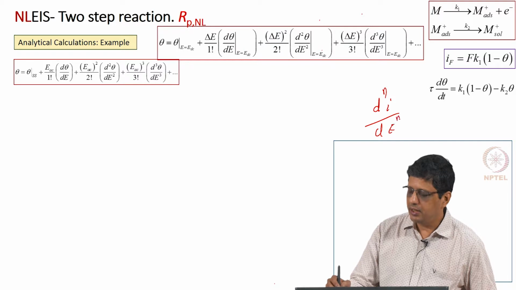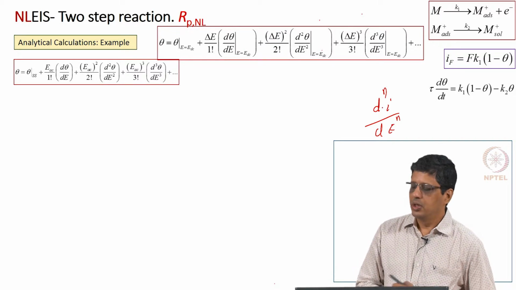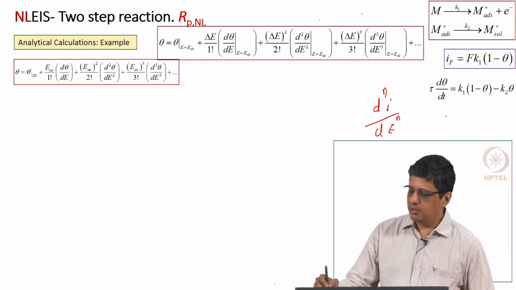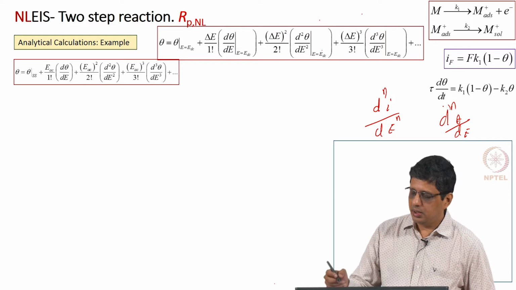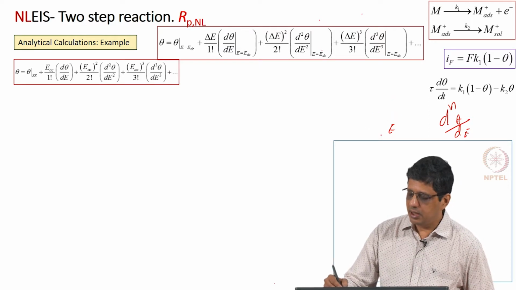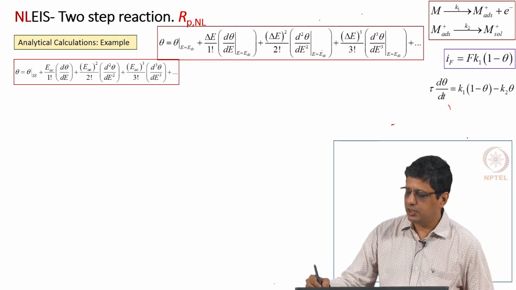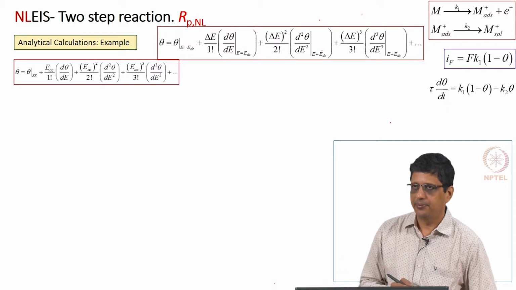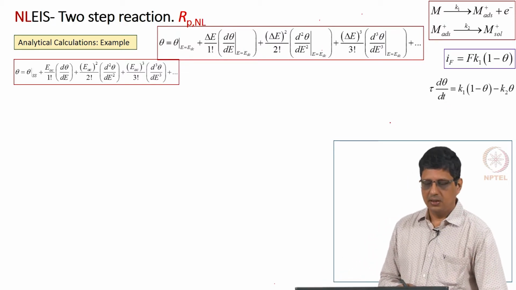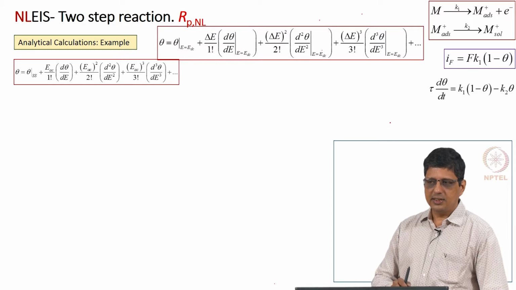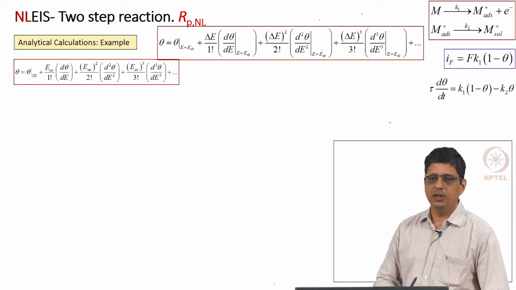the nth derivative of current with respect to potential. In order to calculate this, I need to be able to calculate the nth derivative of theta with respect to potential, and we are doing some algebra here just so that we can get the expression for nth derivative. It is lengthy, but again it is not particularly complex, it is not particularly difficult.